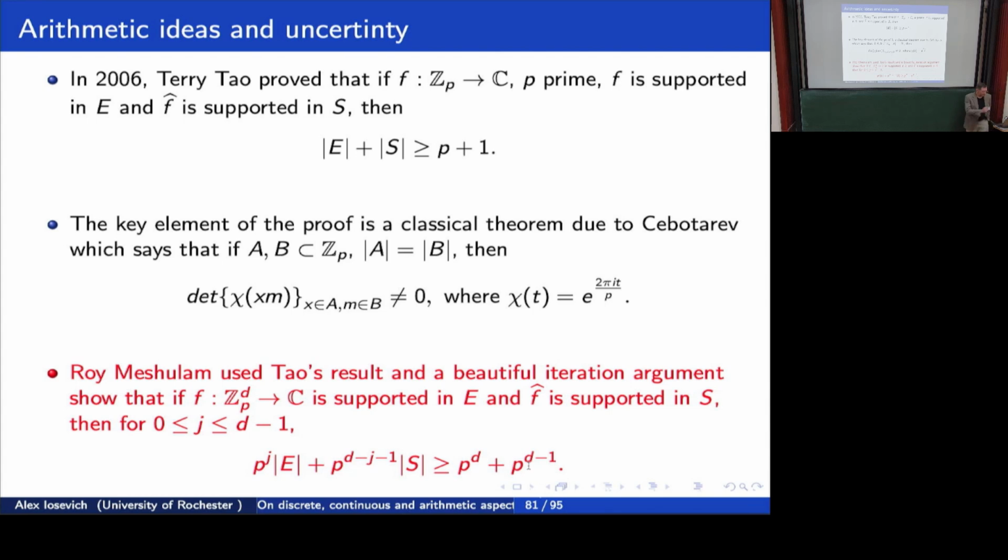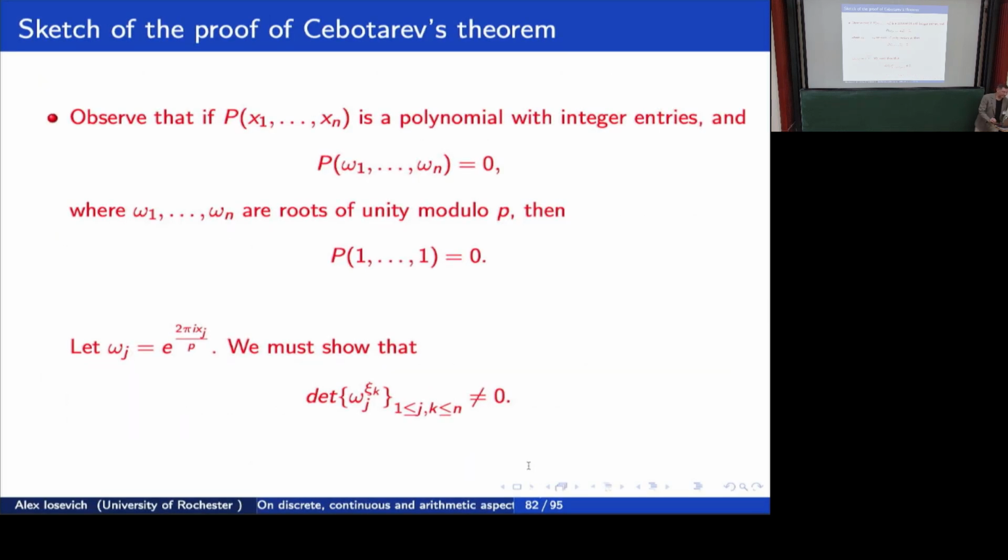So what I'm going to do is give you a sketch of the proof of this result, and then I'll mention some other higher dimensional arithmetic results. First, you observe that if p of x1 through xn is a polynomial with integer coefficients, and if p of omega 1 through omega n is 0, where omega 1 through omega n are roots of unity modulo p, then p of 1, 1, 1, ..., 1 is equal to 0. So this is just beautifully simple.